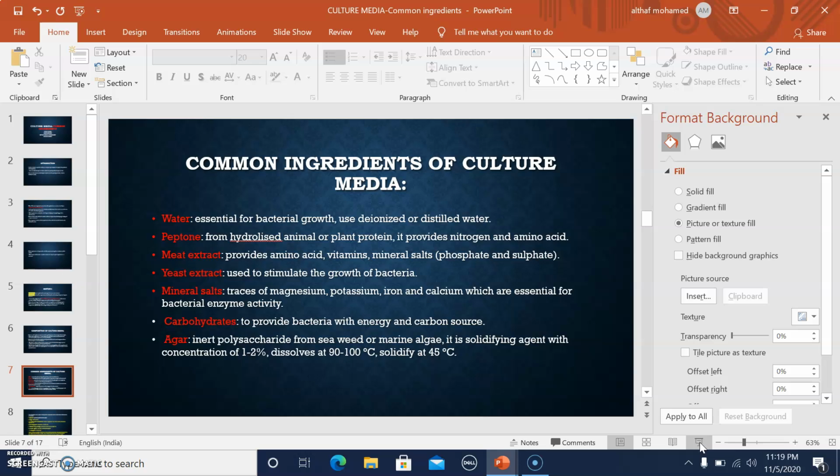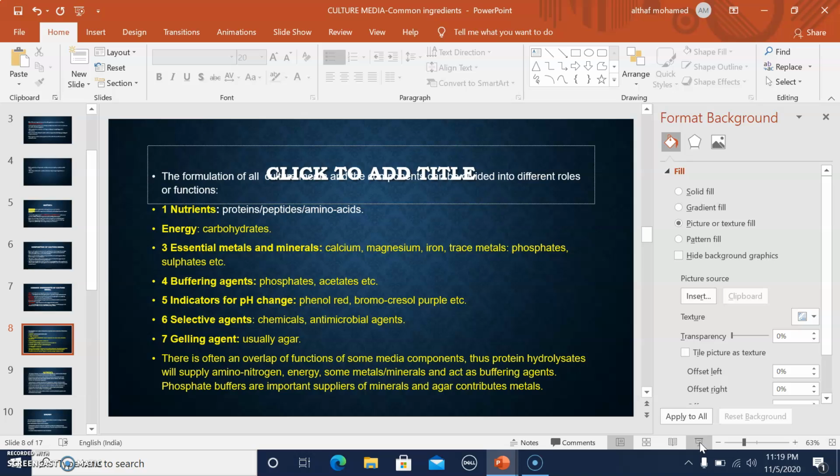So it dissolves at 90 to 100 to 45 also. Next is about the formulation of all the plants and different kingdoms into different roles or functions.